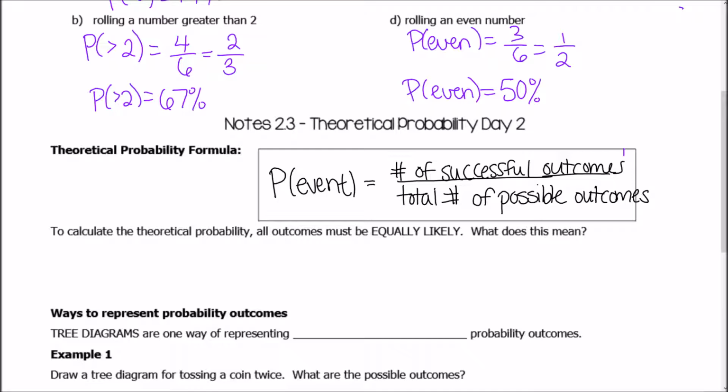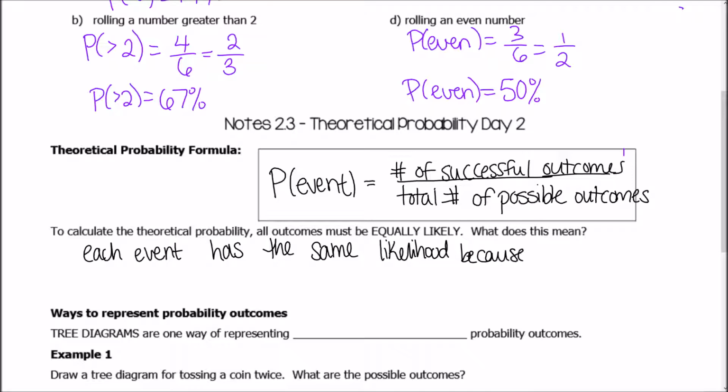Okay, so to calculate theoretical probability, all outcomes are equally likely. What does this mean? Essentially, it just means that each event has the same chance of occurring because conditions are fair. Each event has this same likelihood because conditions are fair.